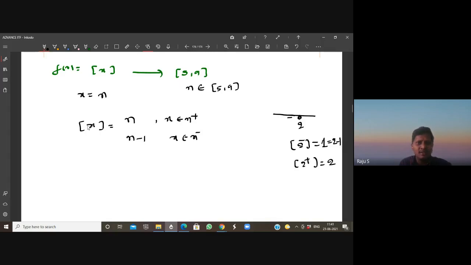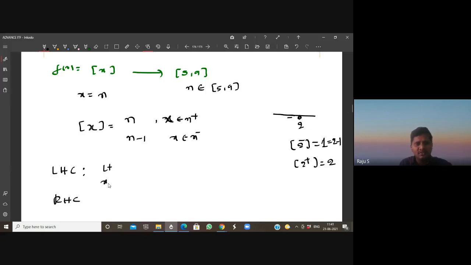In the same way, I have written that the greatest integer of x, sorry, n, you can take, greatest integer of n is equal to n. Sorry, here we can give x alone, it is better. x is equal to n for x belongs to n plus, and x is equal to n minus 1 for x belongs to n minus. That's all. Here we have to find LHC, and here we have to find RHC.